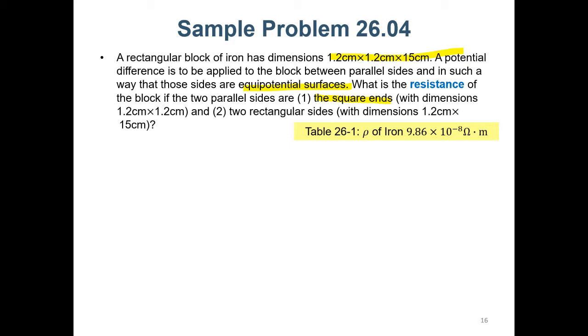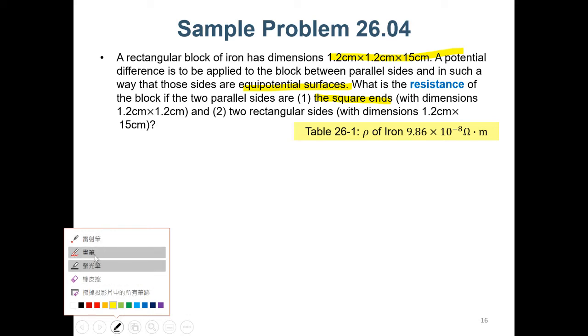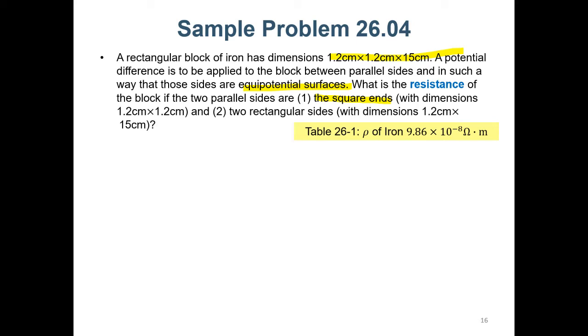So this is a rectangular block. It's somehow like this. So 1.2 centimeters for these two sides, and then 15 centimeters for the other. So it's just a long wire. So the square ends are the two ends.